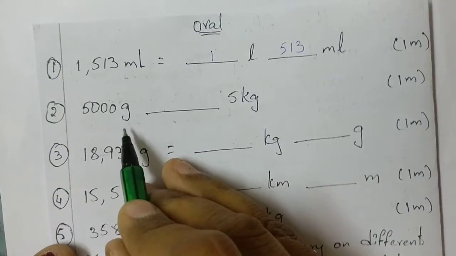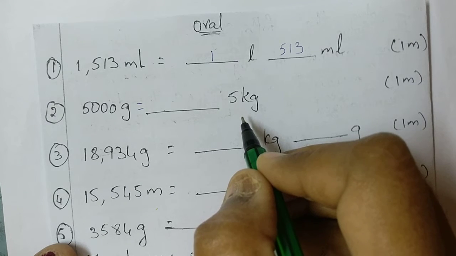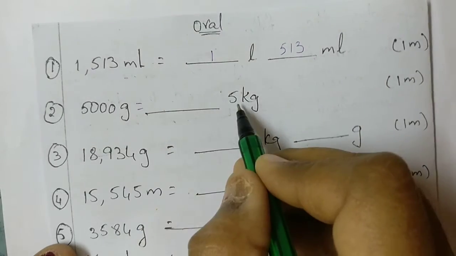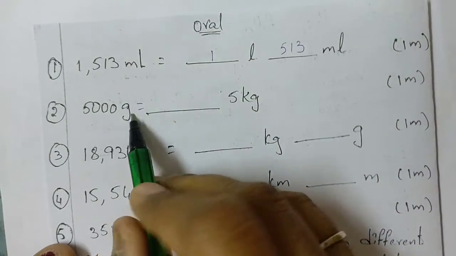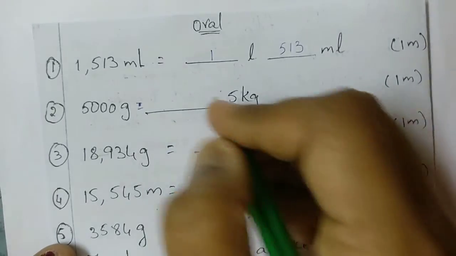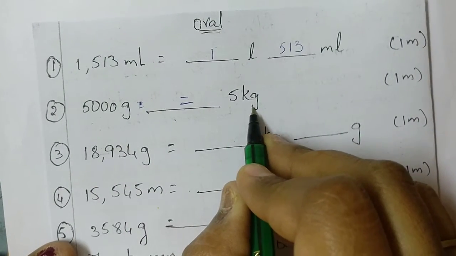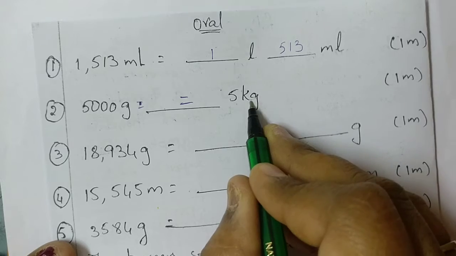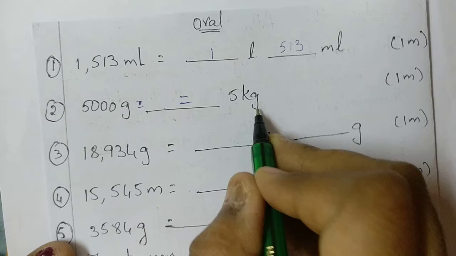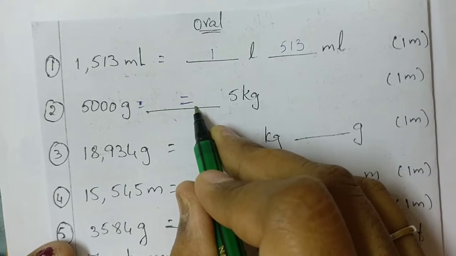Now, 5000 grams equals... Here they have given 5 kgs, Nana. 5000 grams here, and here 5 kgs. So what symbol do we have to use? We have to use equal. 5000 grams equals 5 kgs. Okay, 1 kg equals 1000 grams. 5 kgs equals 5000 grams. So on both sides we got the same number. So what symbol do we have to use here? The equal to symbol, Nana.